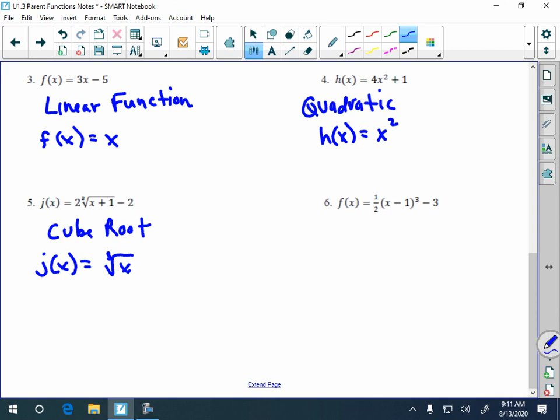Cube root, make sure you put the little 3 there. All right, and then 6, this has a 3 in the exponent, so this is called a cubic function. It's different than cube root. And its parent function is just x to the 3rd.